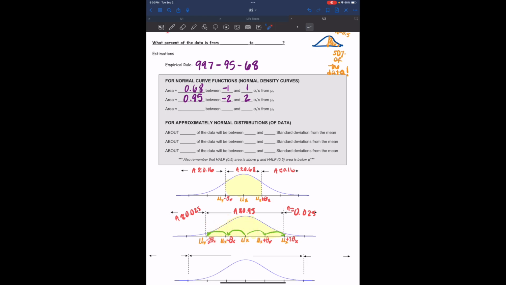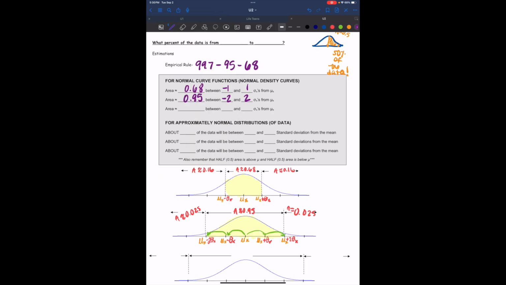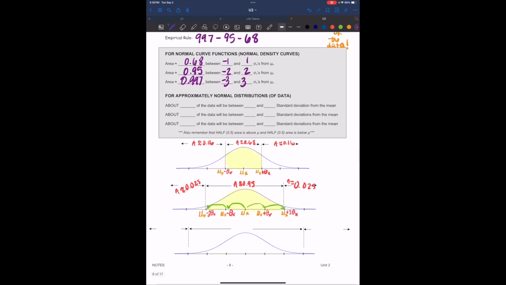And then last but not least, if you are working with that middle chunk of data, where you are 3 standard deviations away, well, that's practically everything. From -3 to 3 standard deviations away is about 99.7% of the data. It's practically it all. I'm not going to get too fancy with it, but here is your mean.